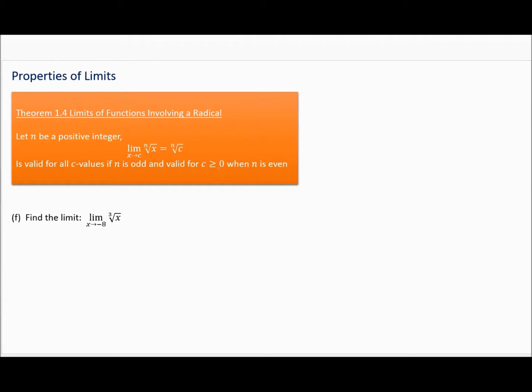So here's a problem. Find the limit as x goes to negative 8 of the cube root of x. Now my question is, can we plug the negative 8 directly in? Is it okay to take the cube root of negative 8? Well, this says as long as n is odd, cube root, then you can plug in any c value, positive or negative. And we can. What's the cube root of negative 8? You know what that is. It's negative 2, right? Because negative 2 times negative 2 times negative 2 is negative 8. And there we go. Limit is that simple. If you can substitute directly, you are allowed to do that with the theorems that we have so far.